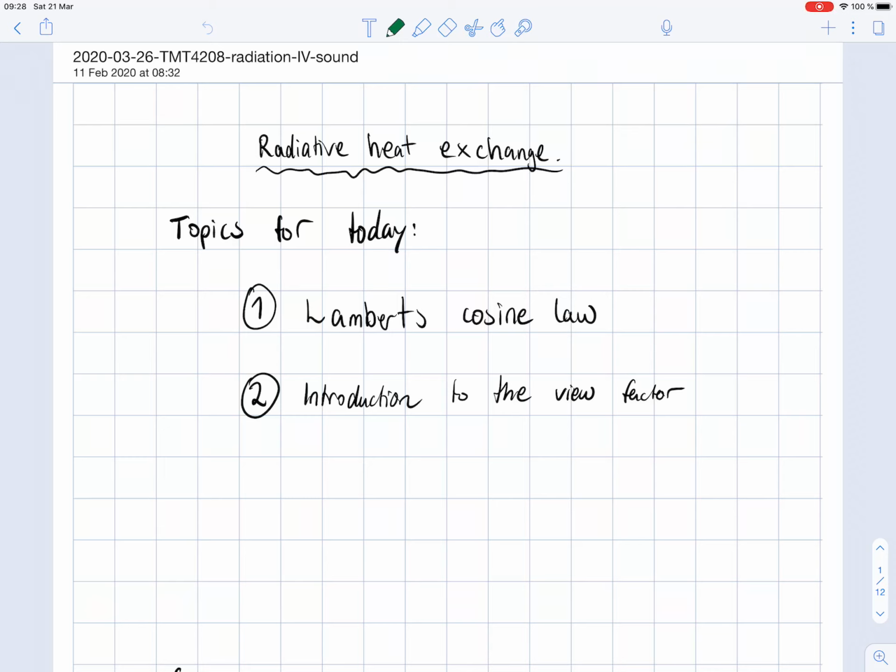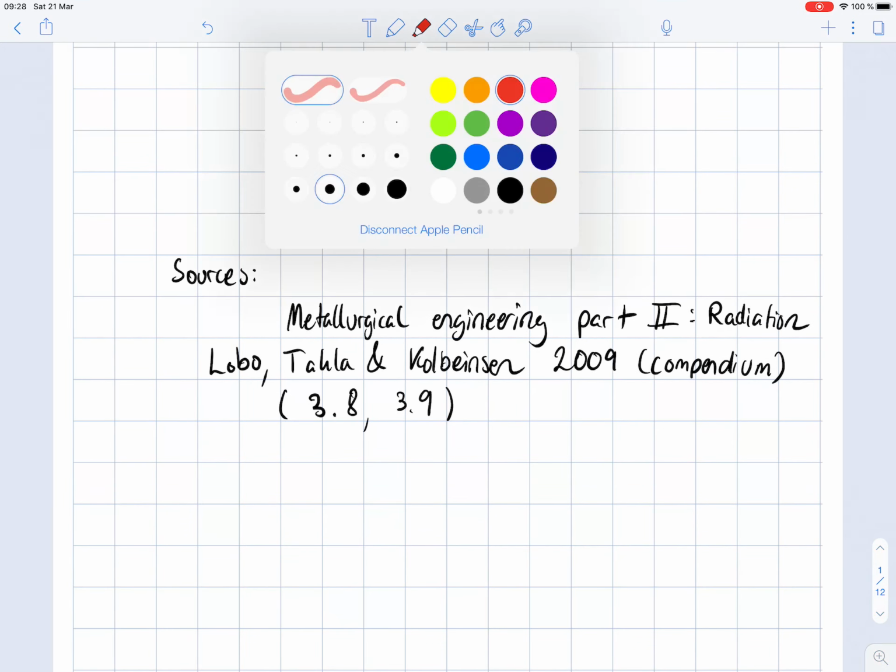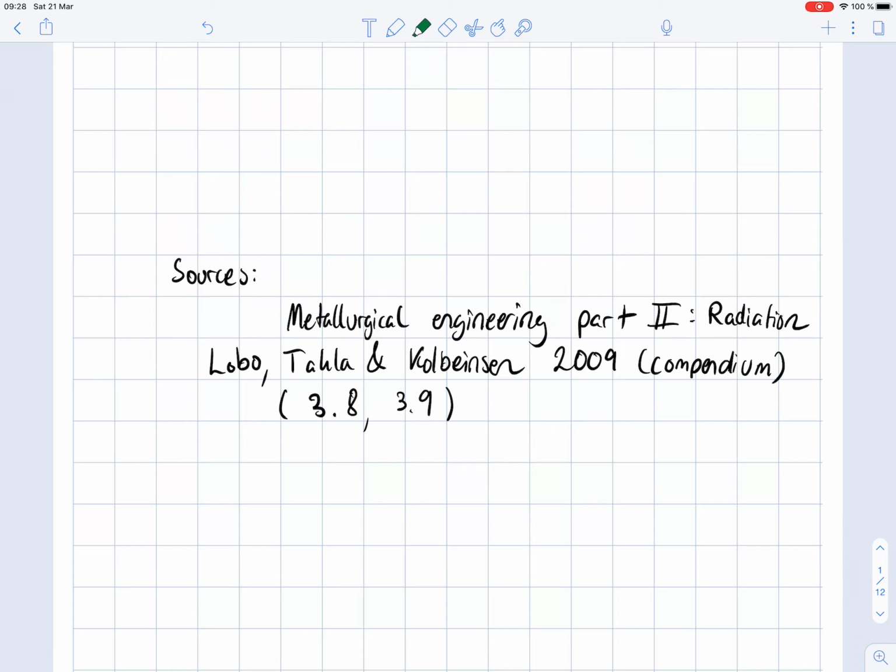Hello everyone, welcome to this fourth lecture on radiation. The topics for this lecture are Lambert's cosine law and an introduction to the view factor. These topics are taken from the compendium on radiation. We will cover chapters 3.8 and 3.9 in this lecture.